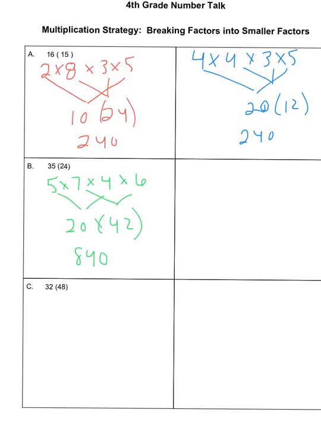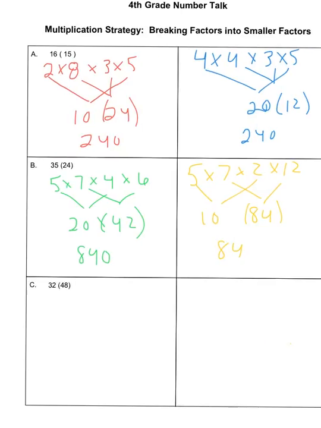Maybe you say, well, I really like working with tens. I agree, I like working with tens also. So you could say 5 times 7 times 2 times 12. So 5 times 2 is 10. 7 times 12: 7 tens is 70, 7 twos is 14, so that would be 84. So 10 84s, well then, that's also 840.